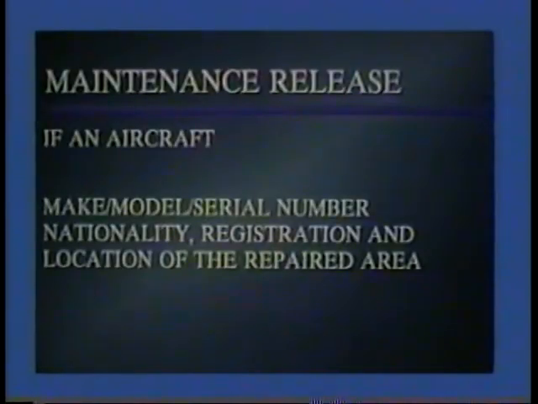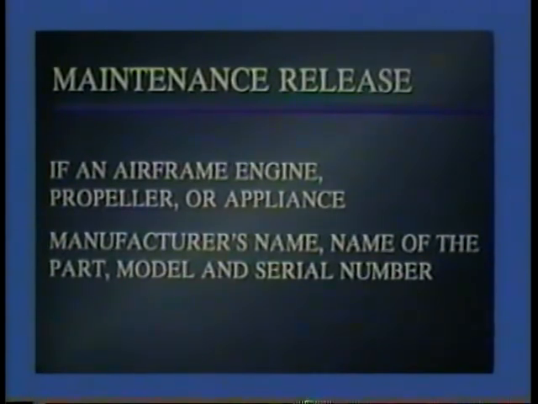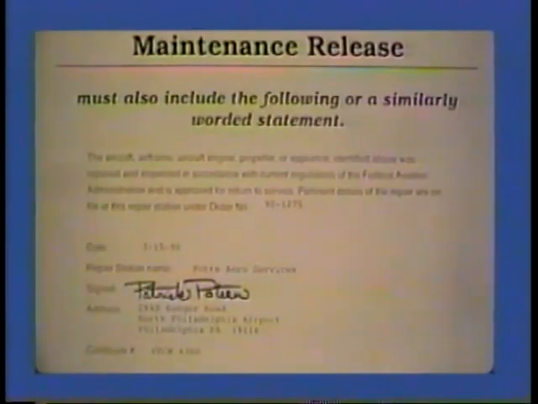Both parts must identify the product that was repaired, and in the case of an aircraft, it must list the make, model, serial number, nationality, registration, and location of the repaired area. If the repaired item is an airframe, engine, propeller, or appliance, the release must have the manufacturer's name, name of the part, model, and serial number. And finally, the maintenance release must include this or a similarly worded statement for the approval for return to service. Take a few seconds to read this sample release.